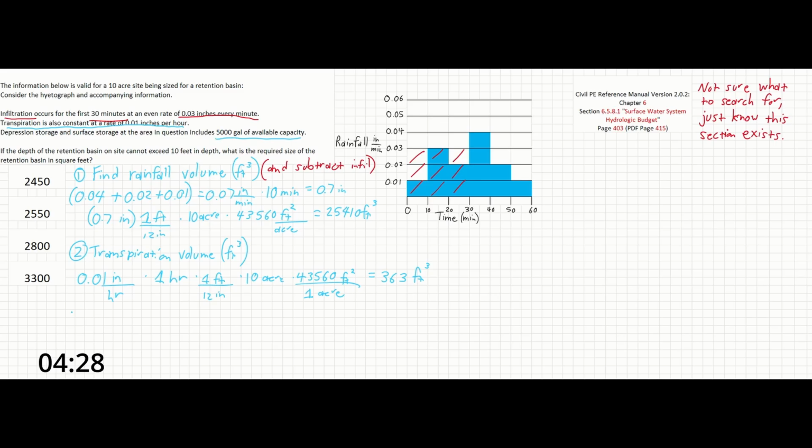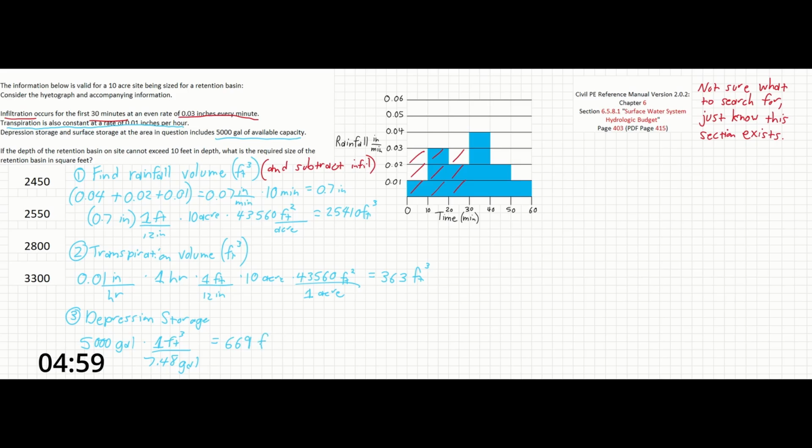Finally, we can account for the depression storage and surface storage. So we can see that we have 5,000 gallons of available storage capacity on site. That capacity will need to be subtracted away from the amount of rainfall volume as well, since we will need that much less detention basin. So 5,000 gallons times 1 cubic foot over 7.48 gallons, and that'll give us 669 cubic feet.